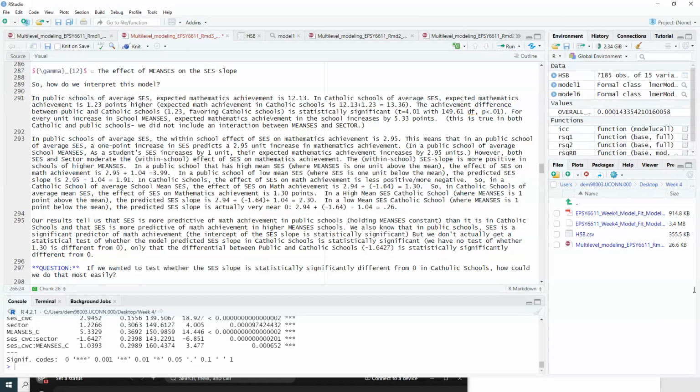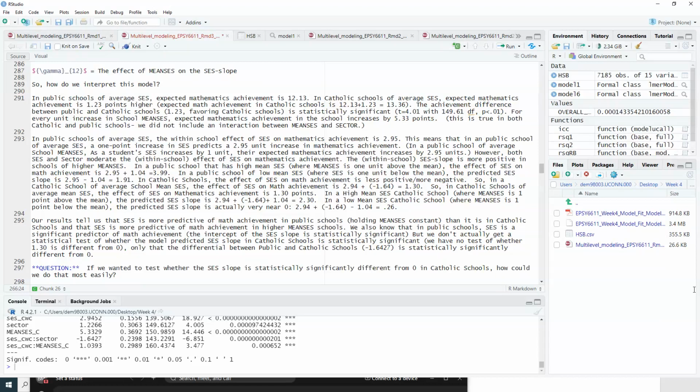when SES within school is at the mean. But now this 1.04 is the effect of mean SES on the effective SES on math achievement. So what I'm saying here is, in a public school that has high mean SES, the effective SES on math achievement is actually 2.95 plus 1.04. And in a public school of low mean SES, the predicted SES slope is going to be 2.95 minus 1.04.